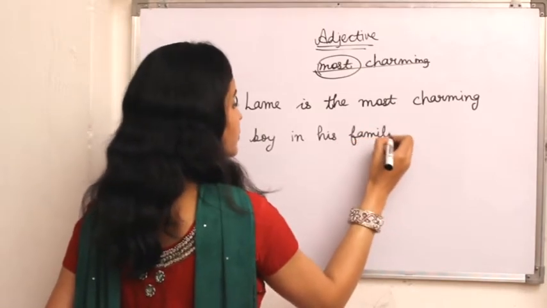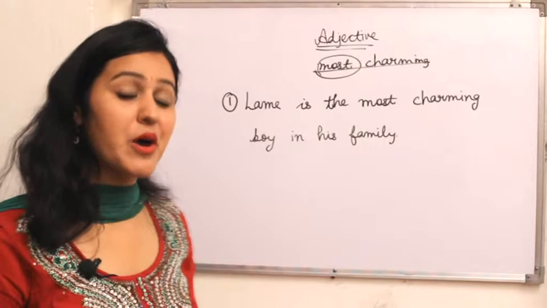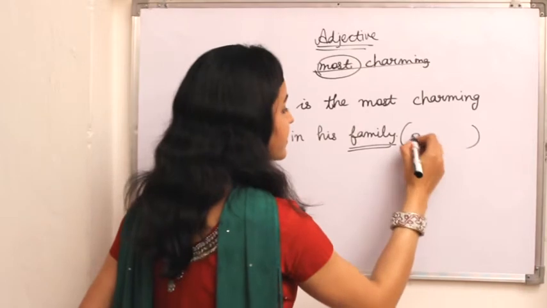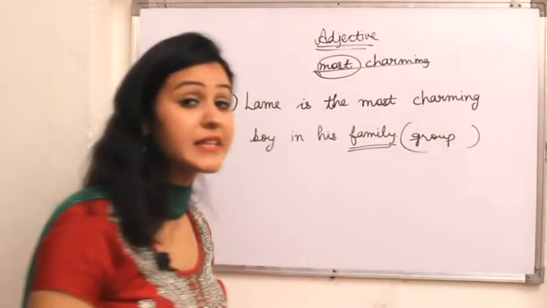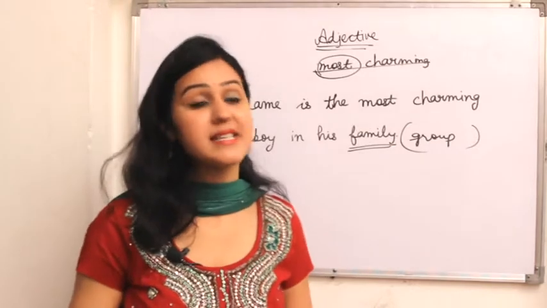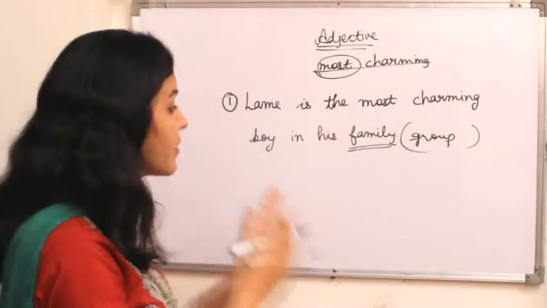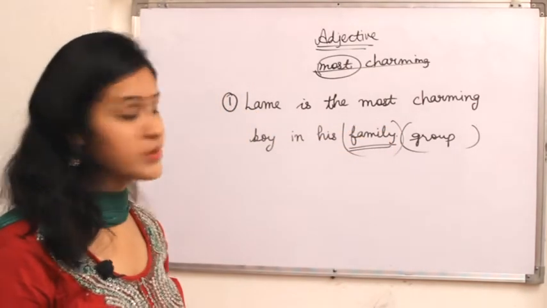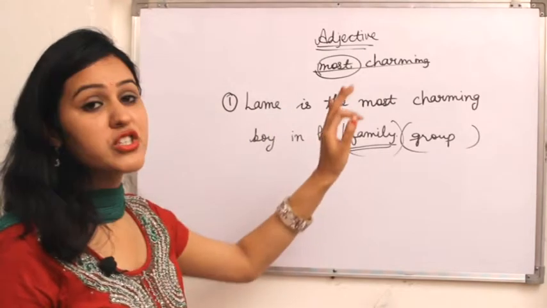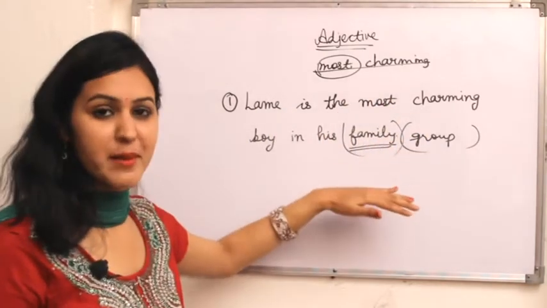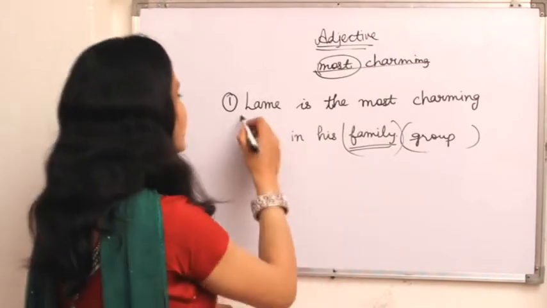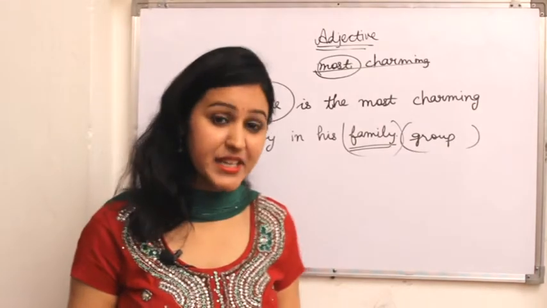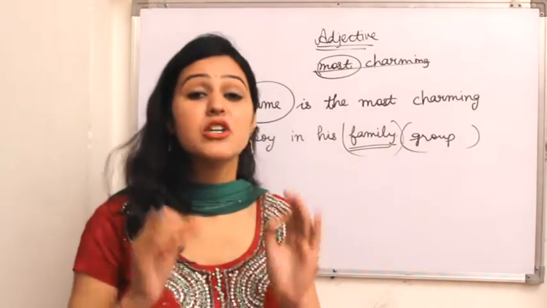So now I use here the term family. So here family means group. It means that there are more than two persons in that group. So it is referred to as a family. So here I utilize most. So Lim is the most charming boy in his family. So I am talking about the quality of Lim. So it is referred to as an adjective and it is in the form of superlative.